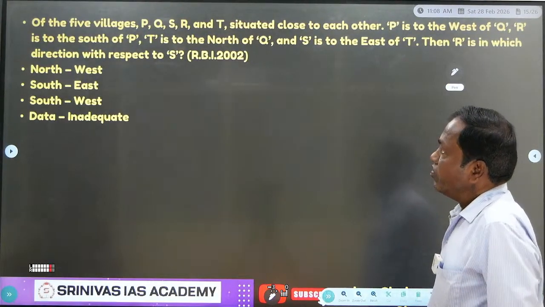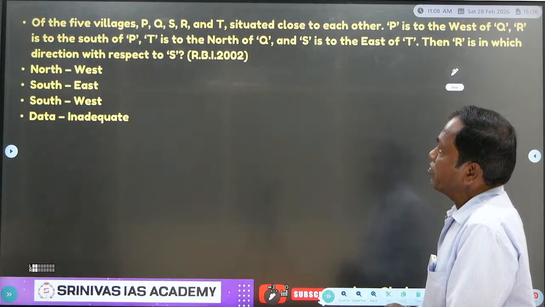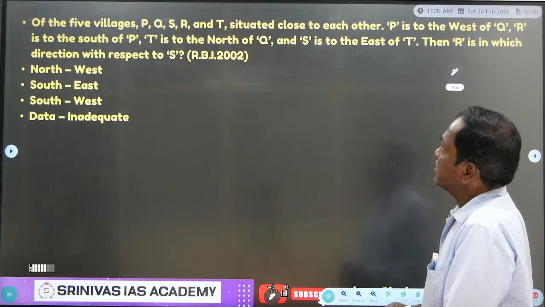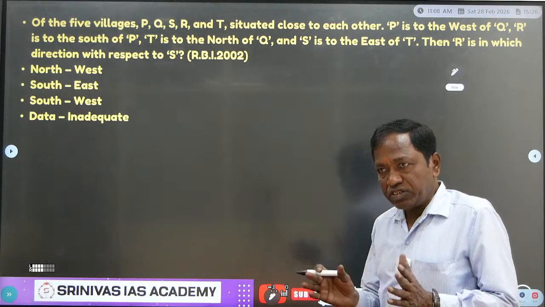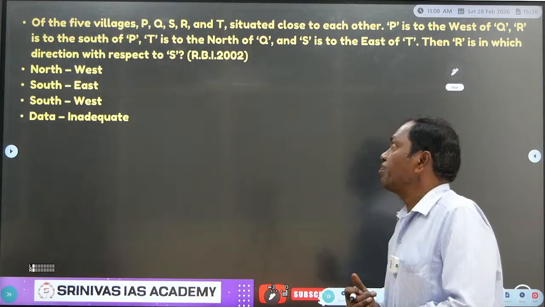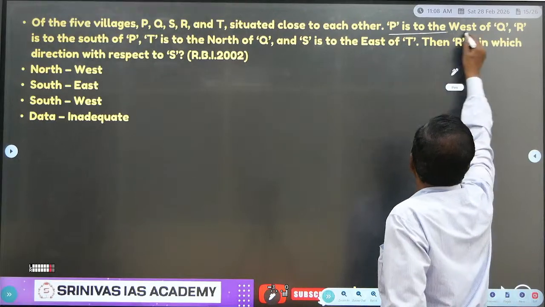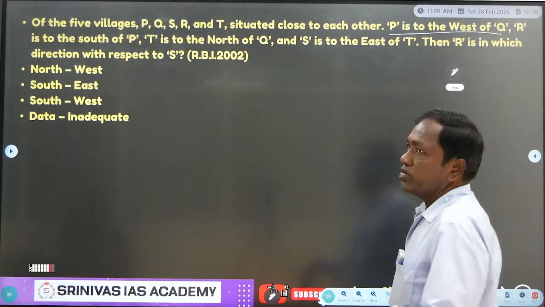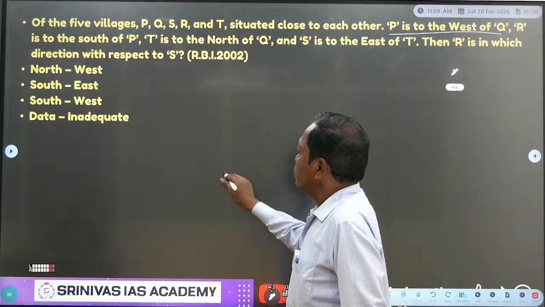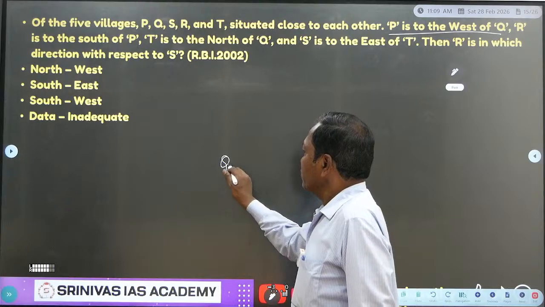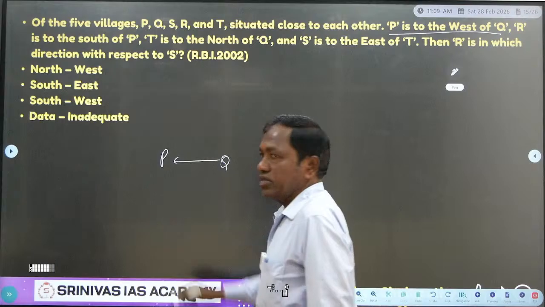Now, of the 5 villages P, Q, R, S and T situated close to each other. Situated close to each other means you have to show equal distance everywhere. P is to the west of Q. You should read it the way you read Kannada, Telugu. How do you write P is to the west of Q? First you have to write the Q, to the west of Q, this is P. This is how you should write.